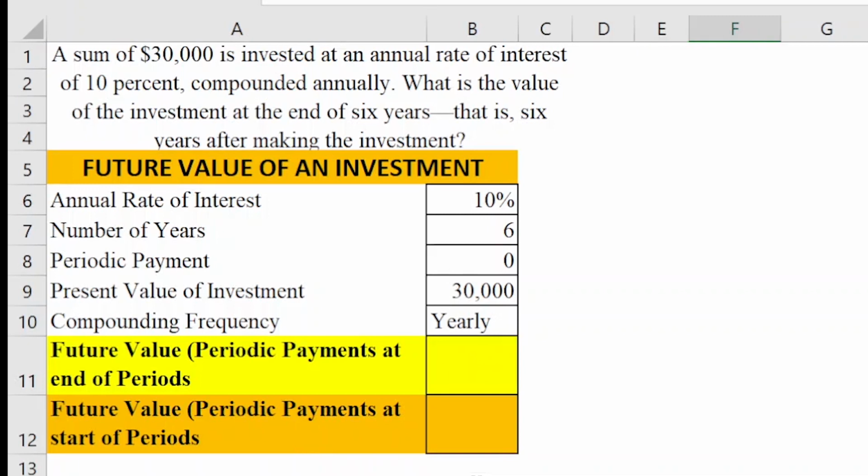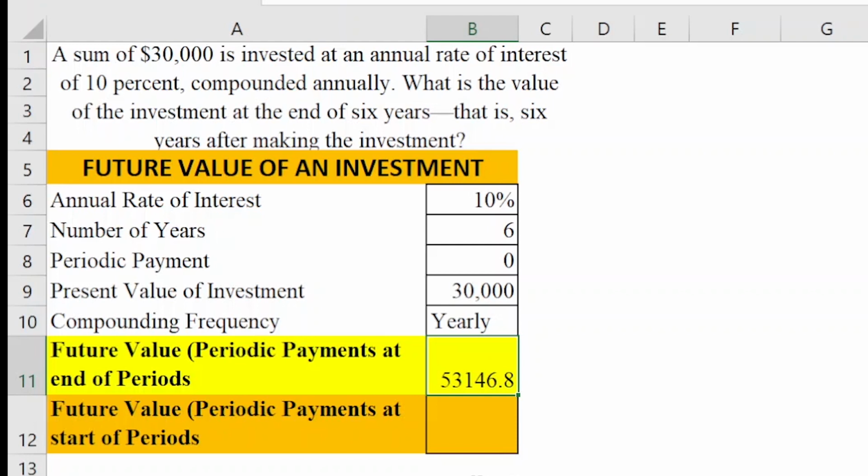Firstly, we will compute the future value by using the formula, that is equal to present value, that is 30,000, times 1 plus interest rate raised to power n. The future value will be computed, that is 53,146.8.